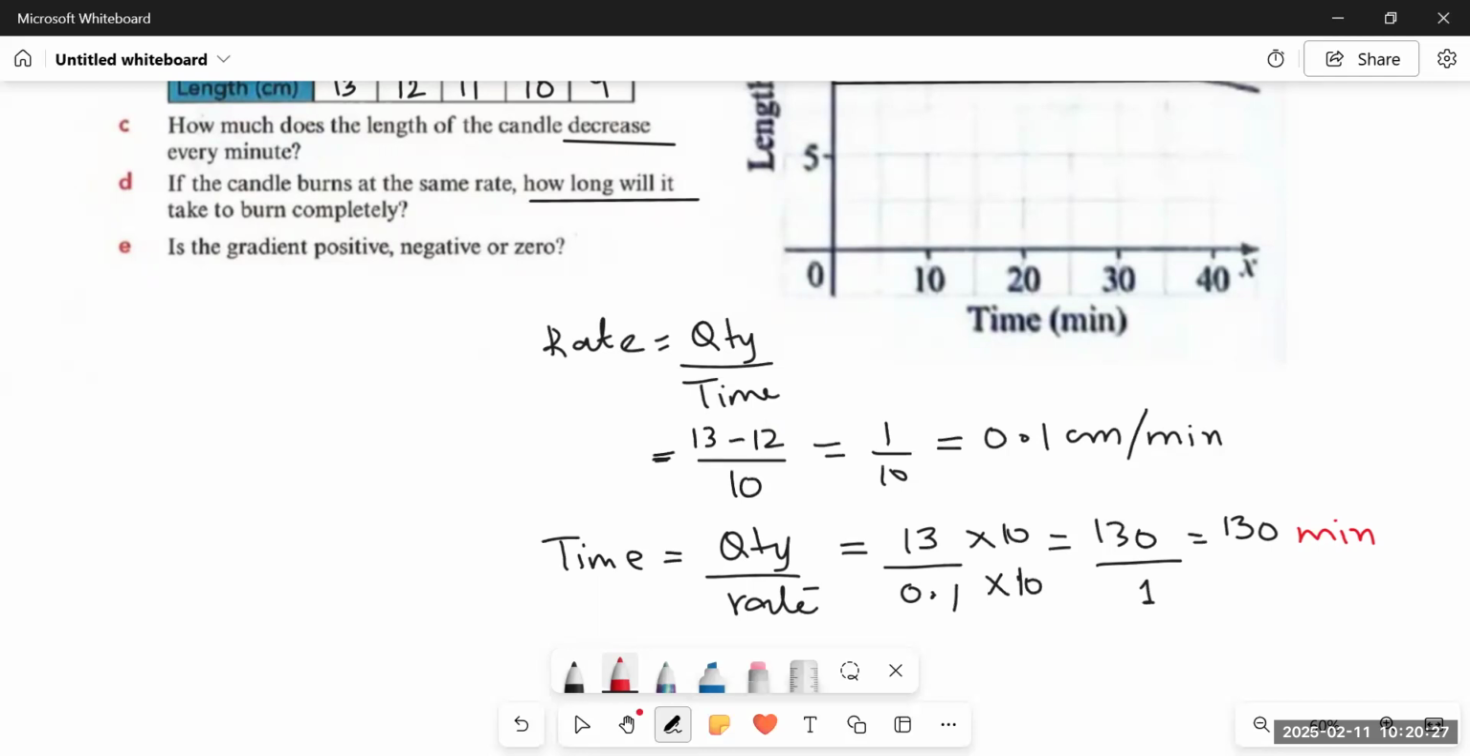If it keeps on burning, it keeps on reducing at the same rate of getting burned by 0.1 centimeters in 1 minute. Is the gradient positive, negative or 0? Since the line is going downwards, it means the gradient is negative. So students, we have completed from question number 1 till 4.